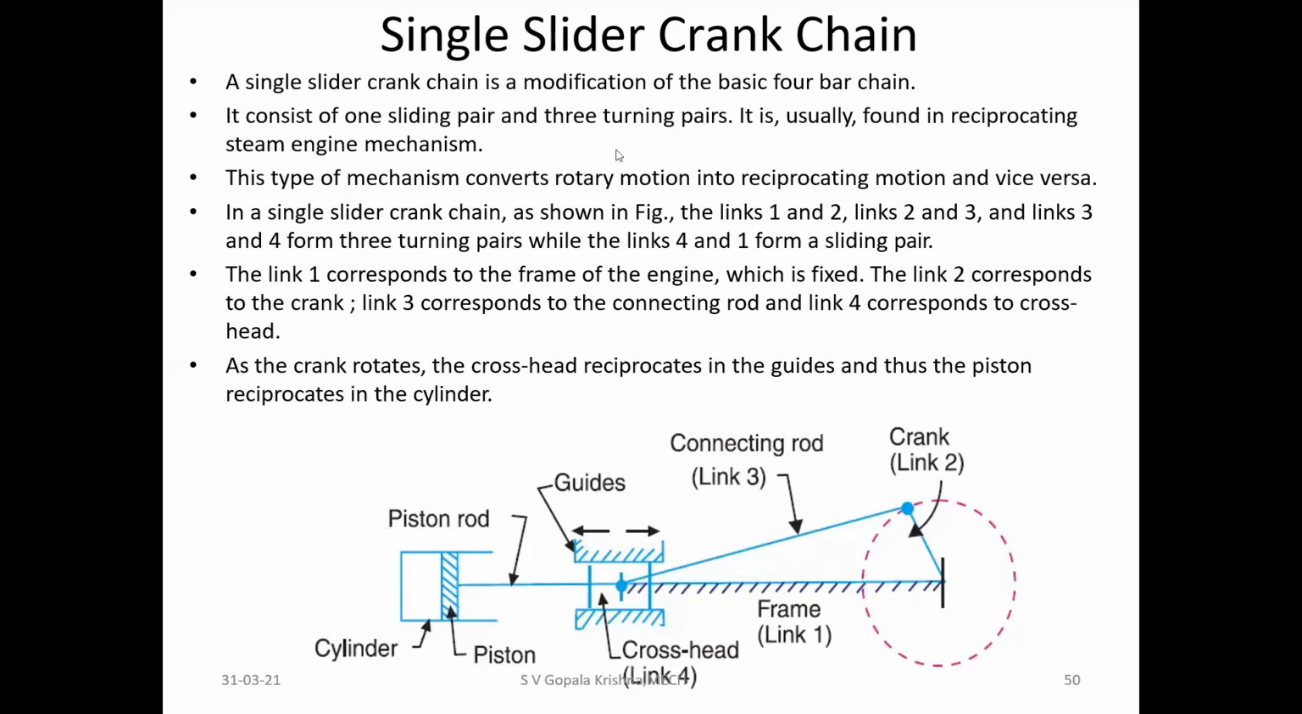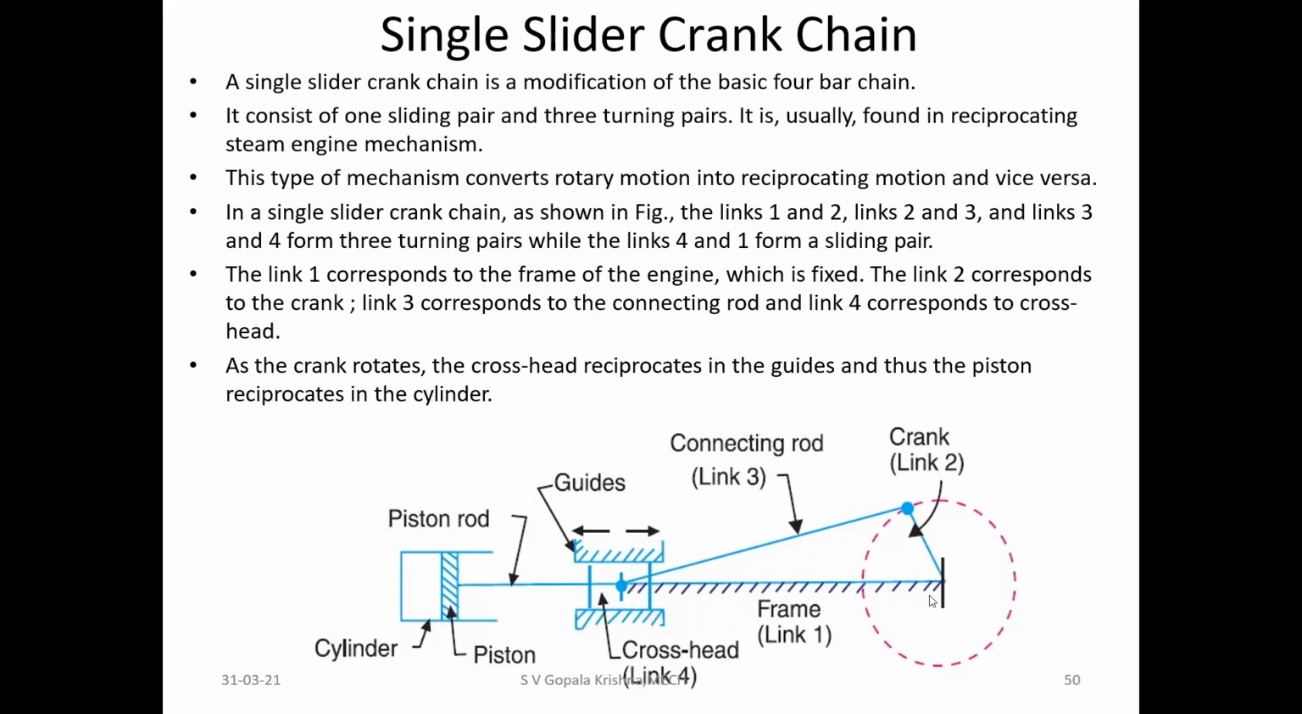So now today's topic is the single slider crank chain. Single slider crank chain. All of you observe the diagram. In this, how many links are there? Simply to say, first, it is a modification of the four-bar cyclic chain, one type of modification of the four-bar cyclic chain. And now what are the elements? Just observe that.